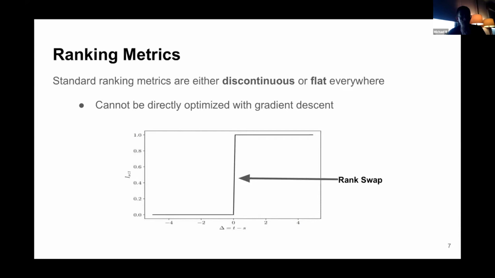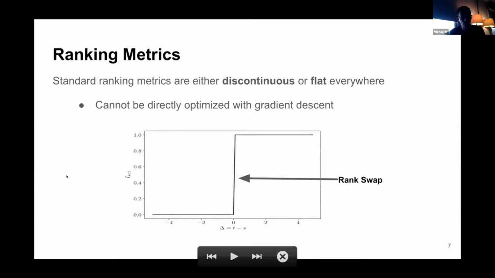So standard ranking metrics are basically what we call discontinuous or flat everywhere, and cannot be directly optimized with gradient descent because they're not smooth. Here's an example. We have, let's say, two documents, T and S, and that's a delta between their scores. On the x-axis we show the difference between their scores, and on the y-axis we show their ranks, I mean just whether they're swapped or not in ranking, the documents S and T.